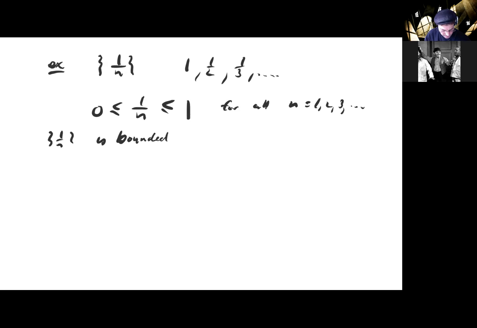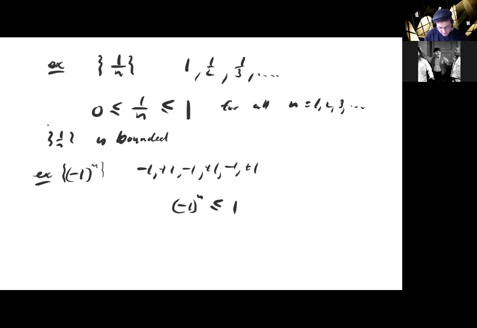So it's bounded. Here's another example: (-1)^n. This sequence would be -1, 1, -1, 1, -1, 1, etc. So it's bounded. If this is a sub n, it's (-1)^n, that's certainly less than or equal to 1, and it's certainly greater than or equal to -1. So this sequence is bounded.